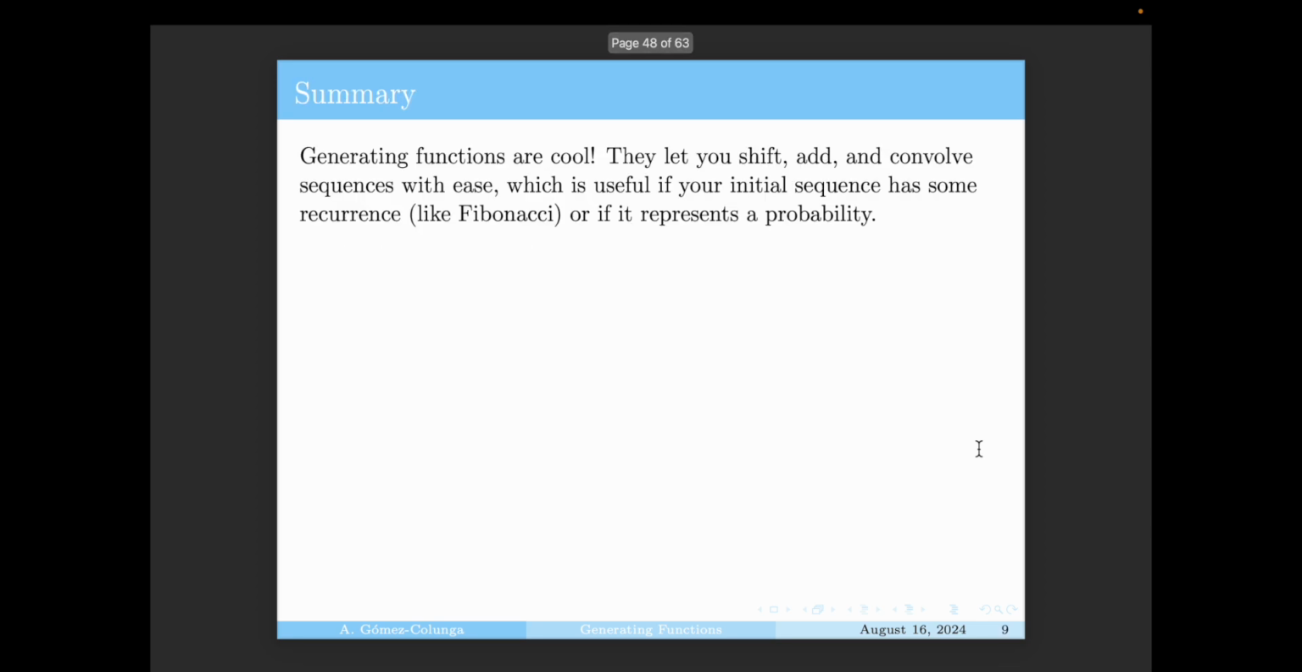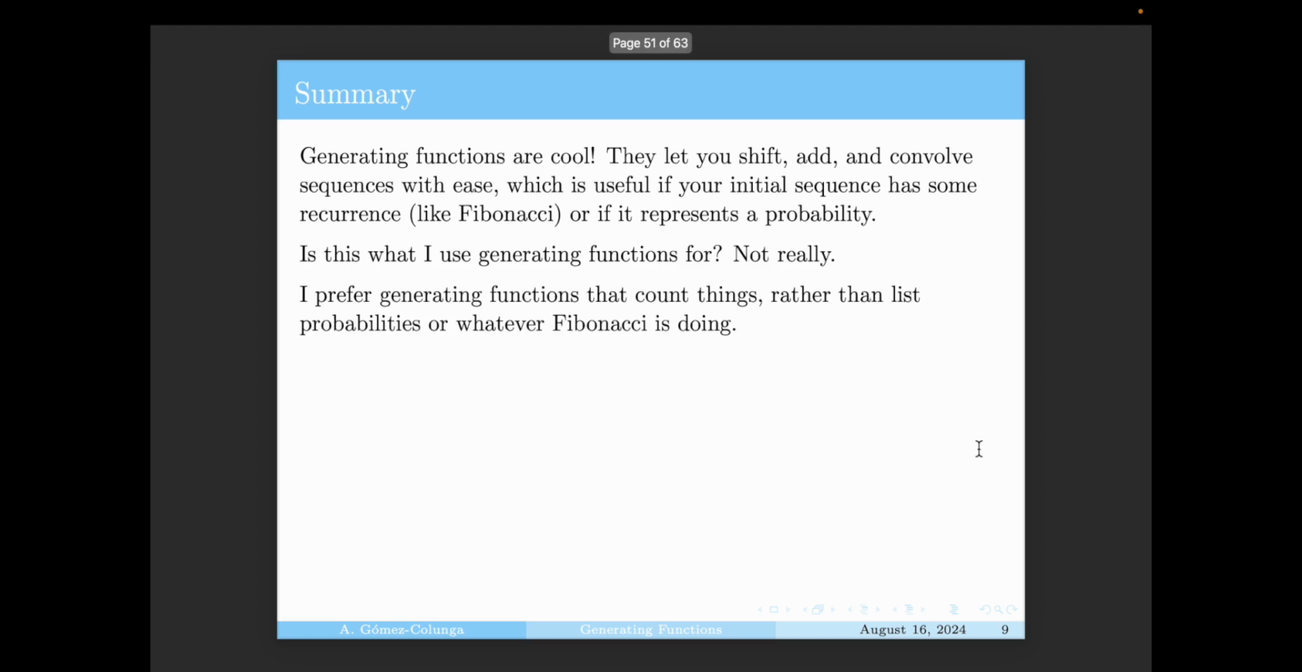So, in summary, generating functions are cool. They let you shift, add, and convolve sequences with ease, which is useful if your initial sequence has some recurrence, like Fibonacci, or if it represents a probability, like the 1d6 sequence that we saw. Is this what I use generating functions for in my research? Not really. I prefer generating functions that count things, rather than list probabilities or whatever Fibonacci is doing. You have no idea how uncomfortable it made me to be working with generating functions that have fractions in the coefficients.